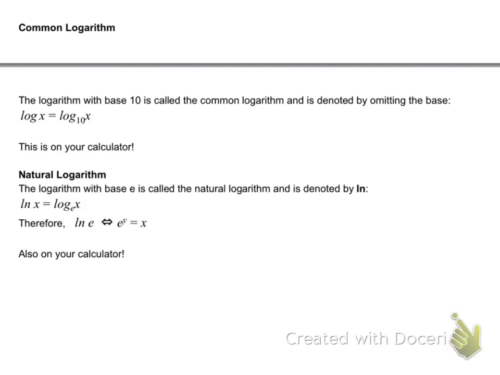So the common log is a logarithm with base 10, and we now just write log of x instead of log base 10 of x. So it's kind of a lazy mathematician's way of starting to use logs. I don't want to keep writing that little base number. So to get rid of the base number, I just use log. And if I just see log, I assume it's a 10. Or should I say, I know it's going to be a 10. This is on your calculator.